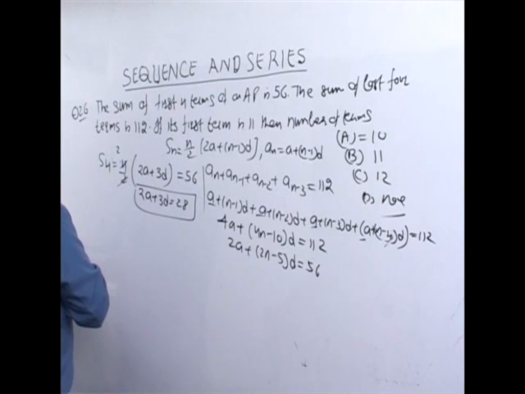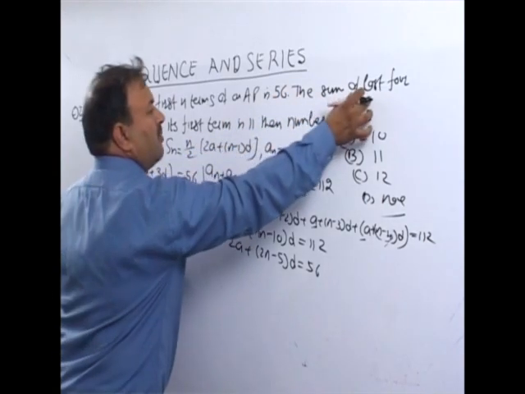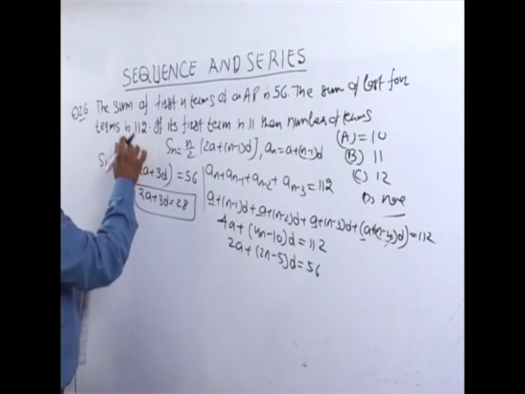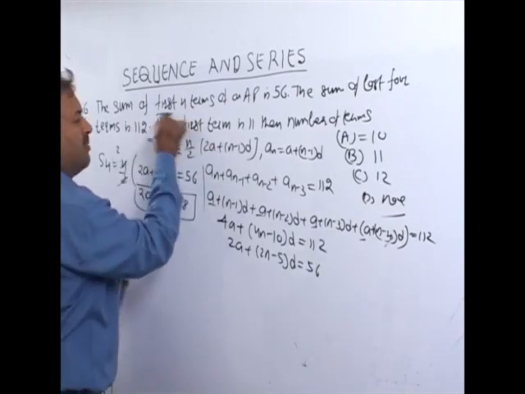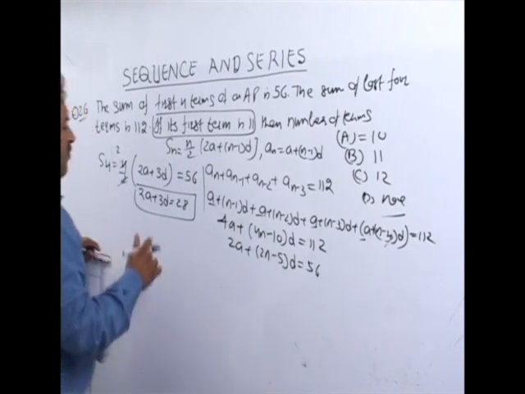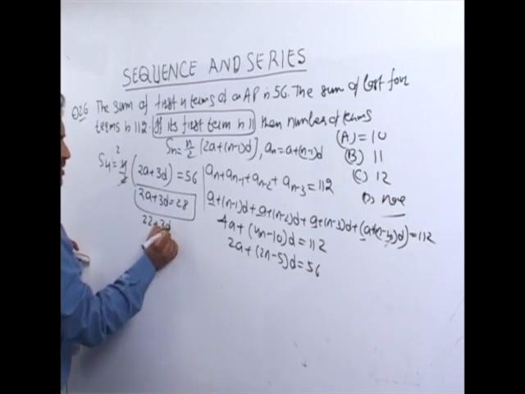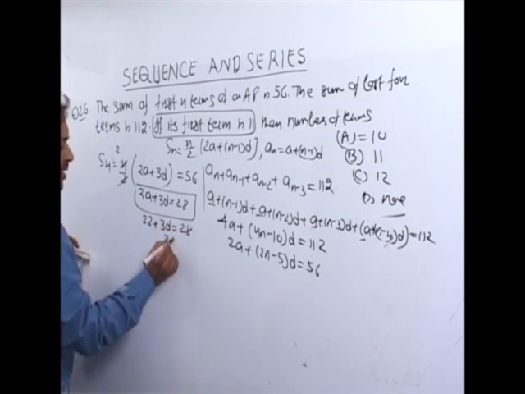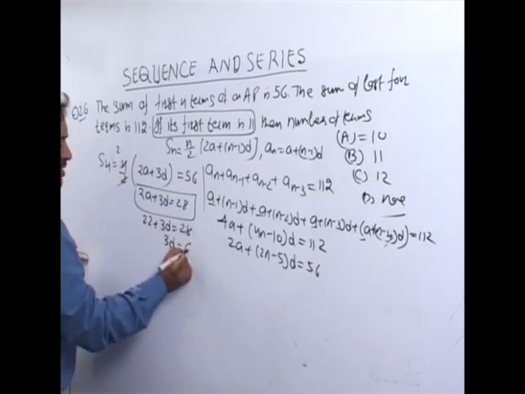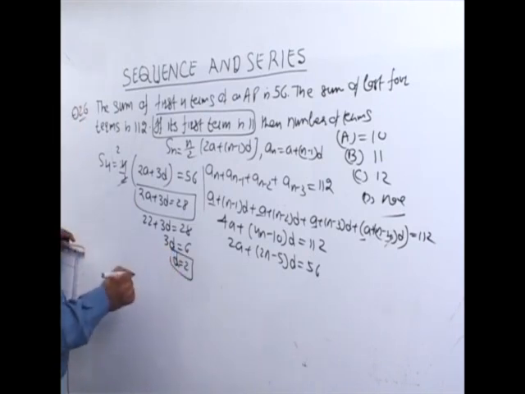See, the question says the sum of the first four terms is 56 and the sum of the last four terms is 112. But another thing that has been given is that its first term is 11. Substituting the first term 11 over here, 22 plus 3d is equal to 28. So 3d is equal to 6, and d comes out to be 2.